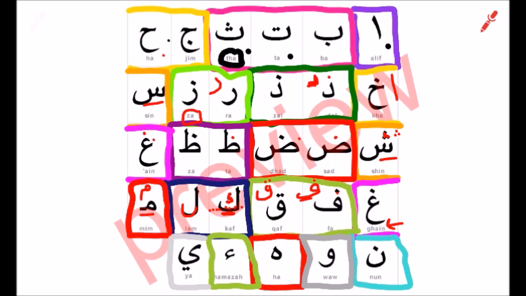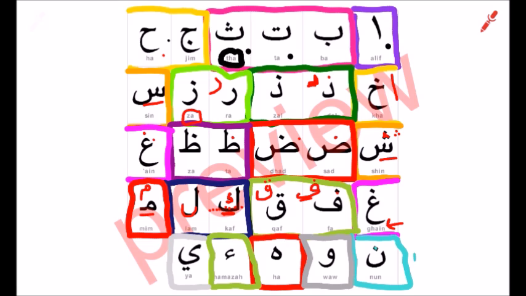The next letter is Noon. The best way to remember Noon is literally a cup. You can imagine a cup with, say, a dot at the top, right? So Noon is like the shape of a cup, literally equal sides, with a dot at the top.